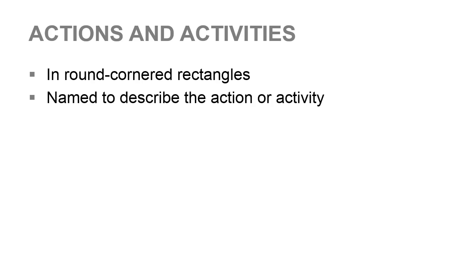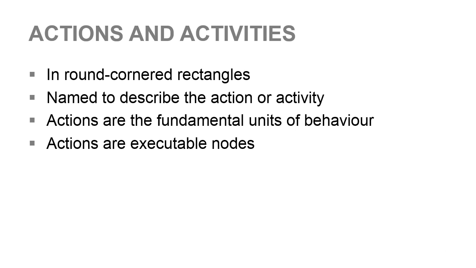An activity is made up of a number of actions or activities, which technically are structured activities. The actions or activities are shown in round-cornered rectangles inside the activity. Each action or activity has a name, which should clearly describe what is being done. As such, they usually have an active verb and then some noun phrase, which is the object of the verb. Actions are the fundamental units of behavior, so we can't decompose them into lower-level activity diagrams.